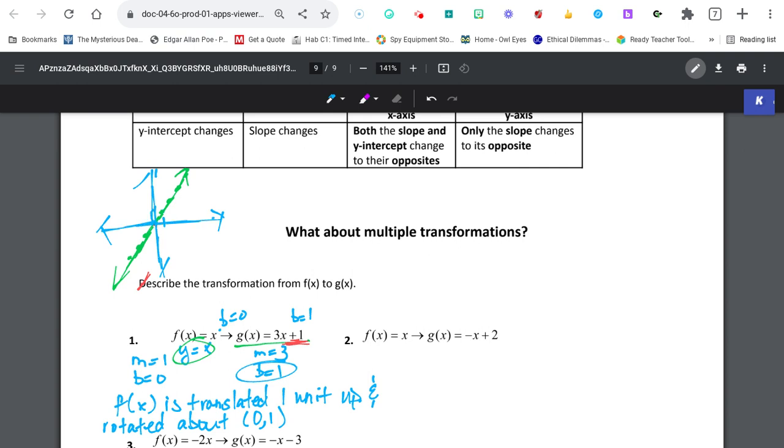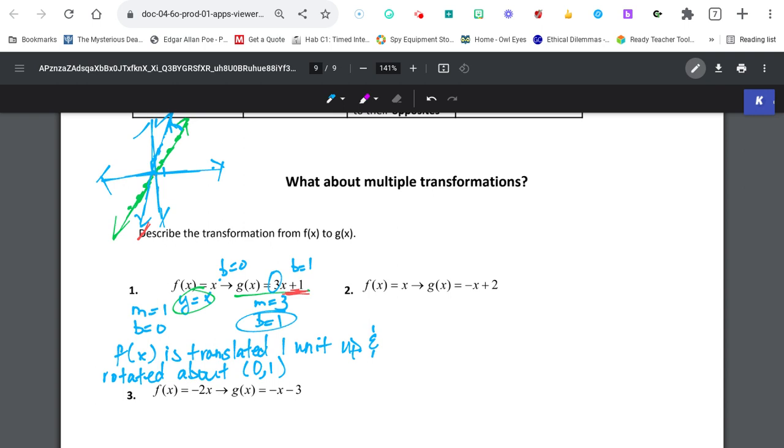So this thing will shift up 1 first, and it'll rotate. This thing will shift because the slope is steeper. So it's going to get steeper, so it's going to rotate that way. And the new line will look like this. Okay.